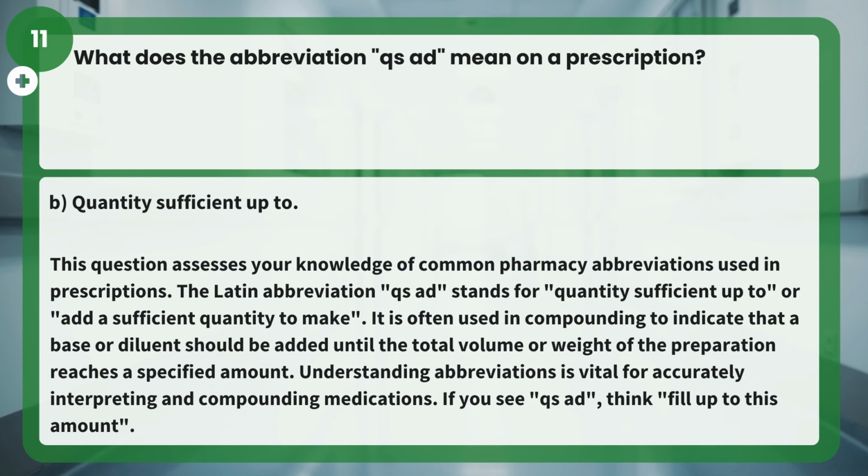This question assesses your knowledge of common pharmacy abbreviations used in prescriptions. The Latin abbreviation QSAD stands for quantity sufficient up to, or at a sufficient quantity to make. It is often used in compounding to indicate that a base or diluent should be added until the total volume or weight of the preparation reaches a specified amount. Understanding abbreviations is vital for accurately interpreting and compounding medications. If you see QSAD, think fill up to this amount.